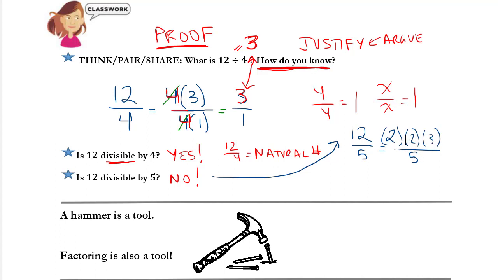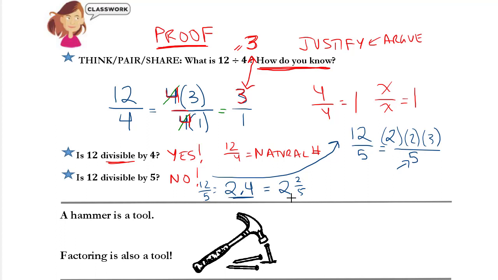All of these are prime numbers. It's as far as I can go, and there's nothing I can cancel. I can't get rid of that 5. This 5 is stuck here. If you plug that into a calculator, you're going to get 2.4, otherwise known as 2 and 2/5. These are all the same things. This is all equal to 12 over 5.